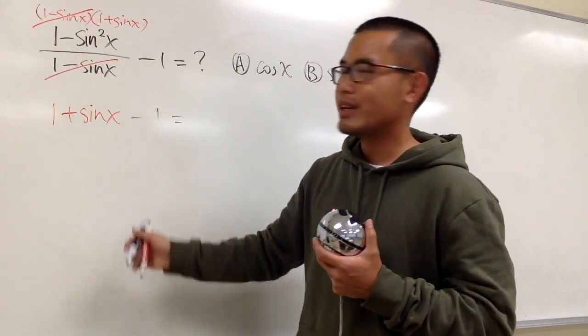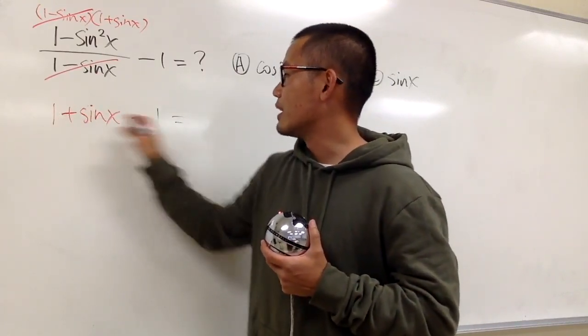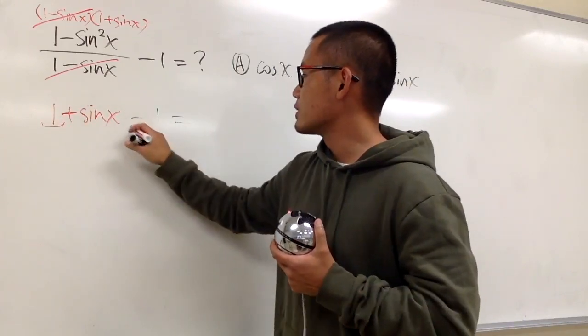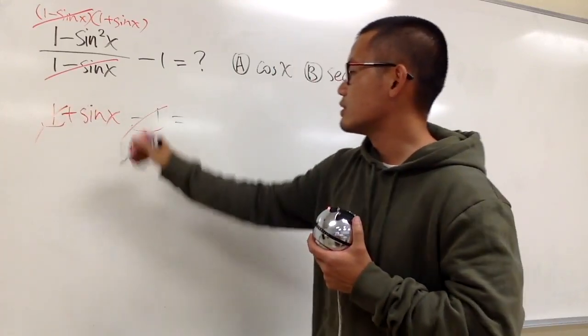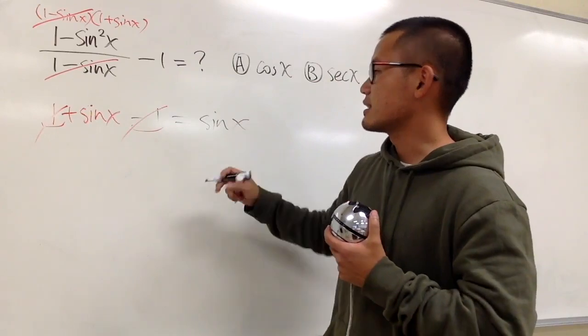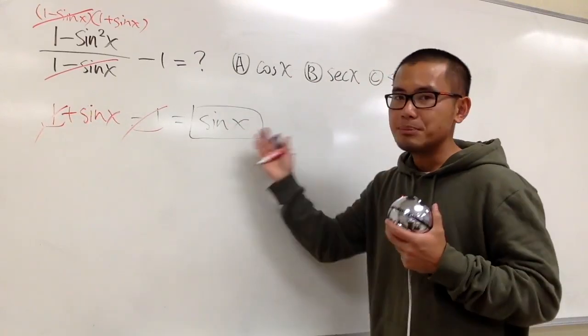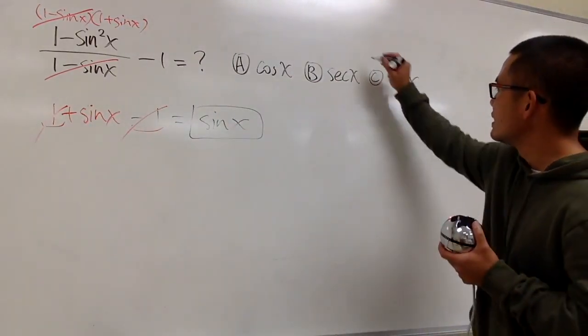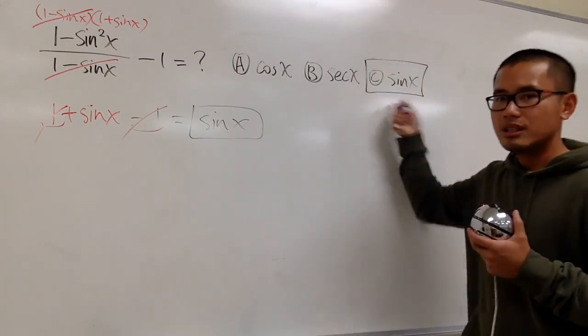What's this? Well, this and that will cancel, right? The 1 and then the minus 1, they pretty much just cancel each other out, so we just end up with sine x. That's all. And this is the simplest that you can get, of course, right? Answer choice C, just like this.